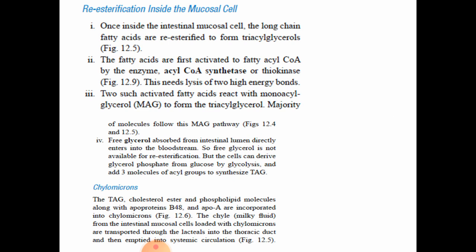Next is the chylomicrons. What is a chylomicron? You need to give a description. Triacyl glycerol, cholesterol esters and phospholipids along with the apoproteins B48 and ApoA are incorporated into chylomicrons. And this chyle from the intestinal mucosal cells loaded with chylomicrons is transported through the lacteals into the thoracic duct and then emptied into the systemic circulation.